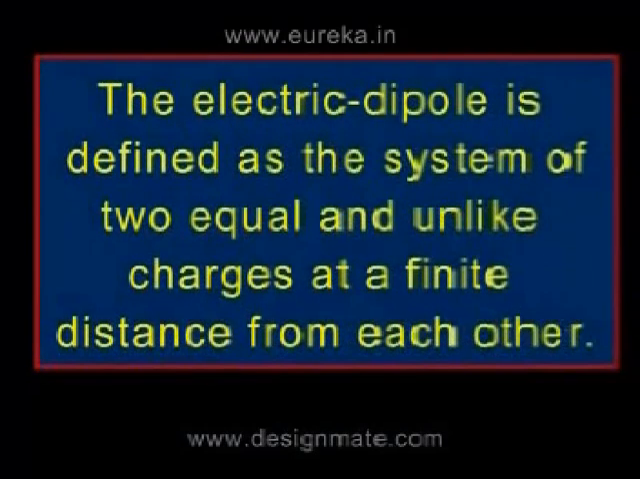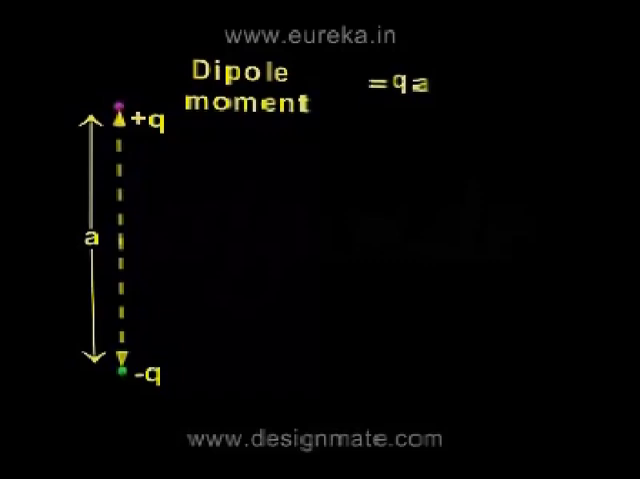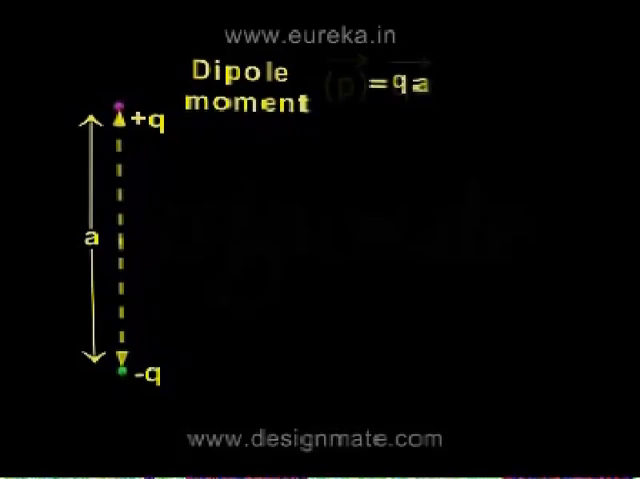The electric dipole is defined as the system of two equal and opposite charges at a finite distance from each other. Let us consider two charges q and minus q separated by the distance a. The dipole moment is defined as the product of one of the two charges and the distance between them. It is a vector quantity having direction from the negative charge to the positive charge. It is denoted by vector p.